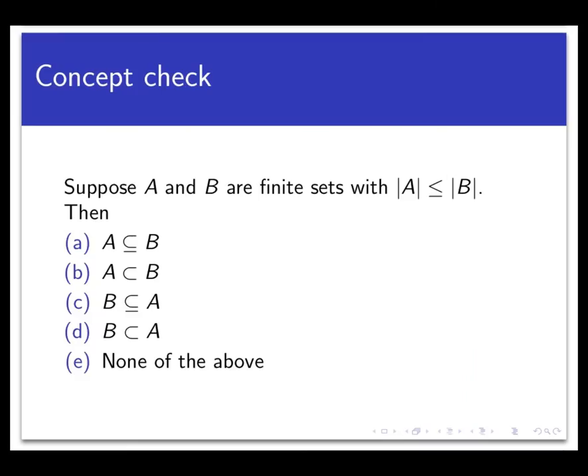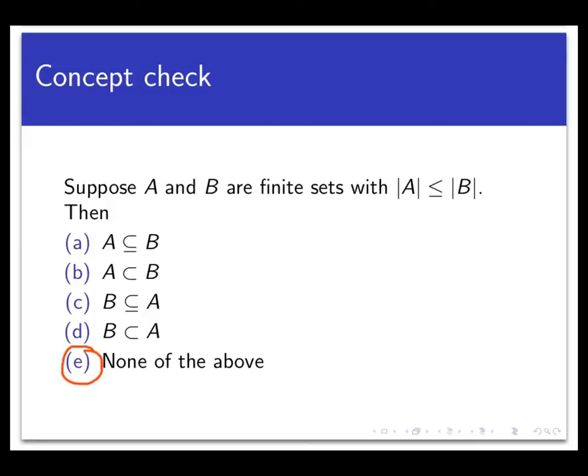So here's a quick concept check that possibly heads off a frequently misunderstood idea about cardinality. Suppose A and B are finite sets, and the cardinality of A is less than or equal to the cardinality of B. So what does that mean about A and B themselves? Does that mean that A is a subset of B, that A is a proper subset of B, that B is a subset of A, that B is a proper subset of A, or none of the above? The answer here is none of the above.